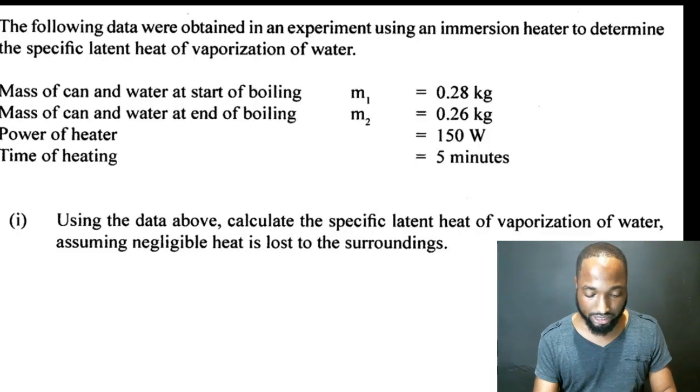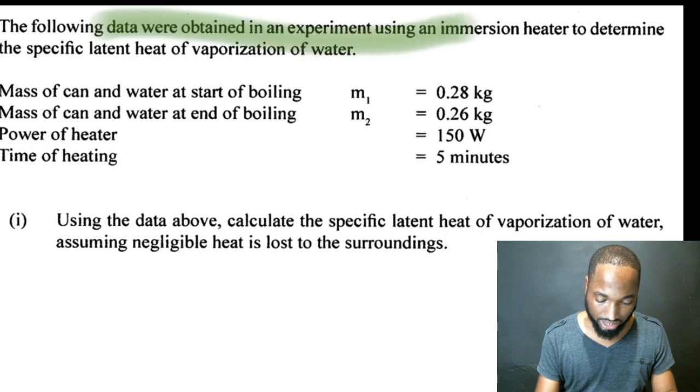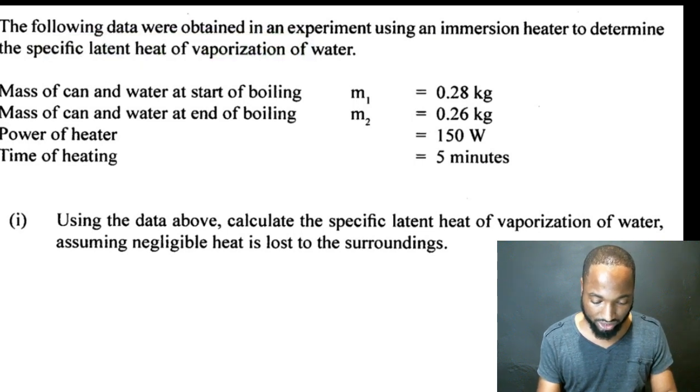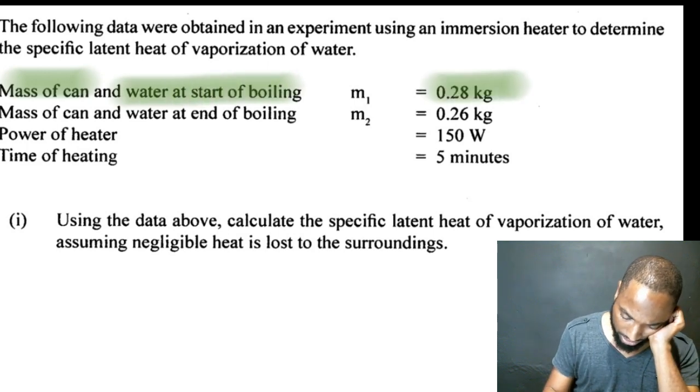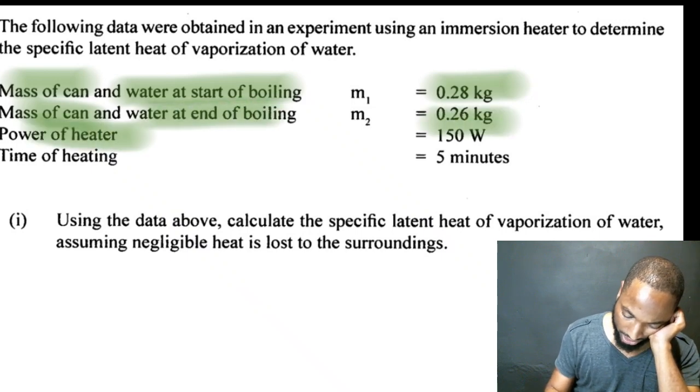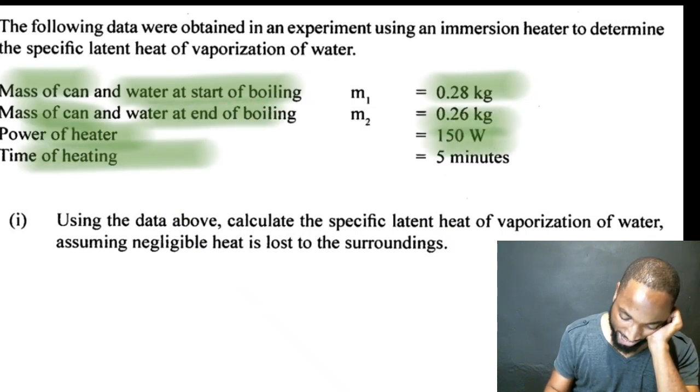The following data was obtained in the experiment using an immersion heater. And they're trying to find the specific latent heat of vaporization. There's a can and water: mass of can and water at the start of boiling, mass of can and water at the end of boiling, power of heater, time of heating.